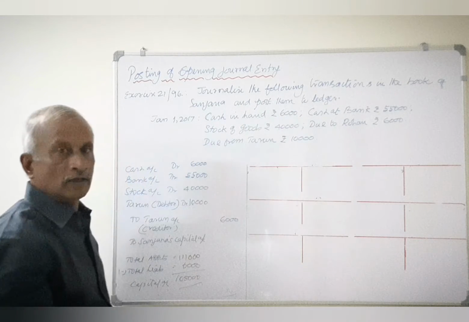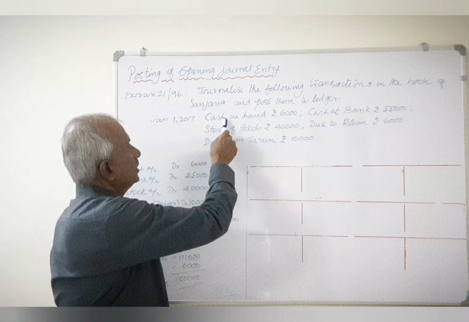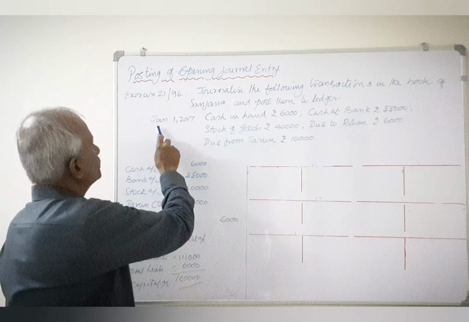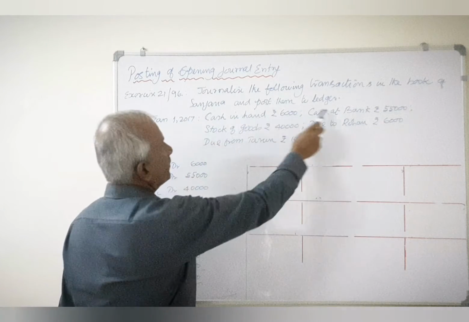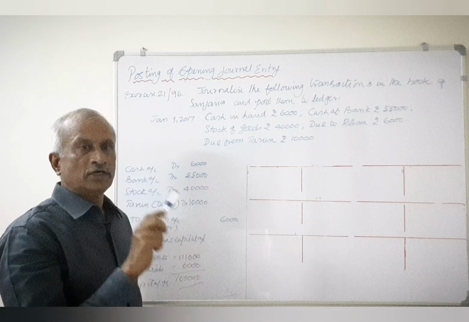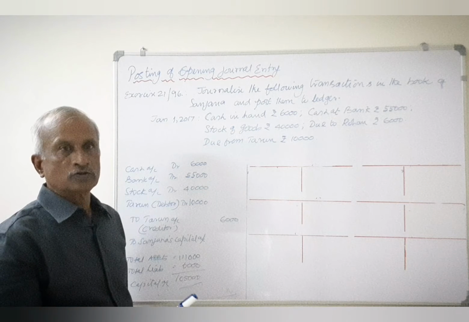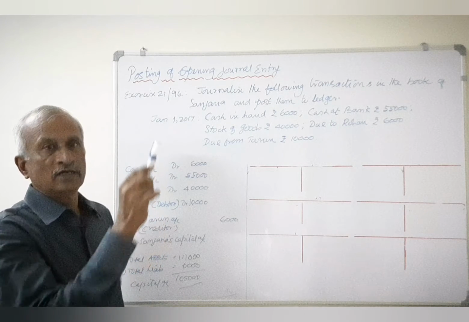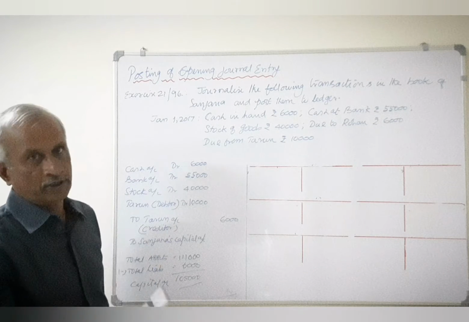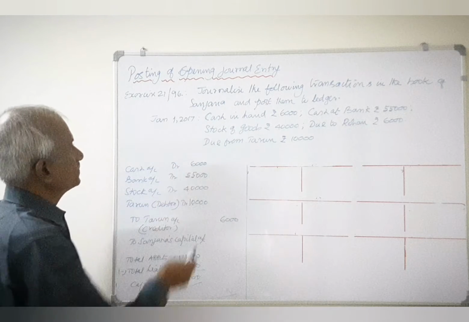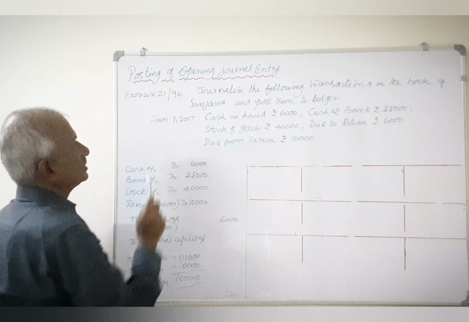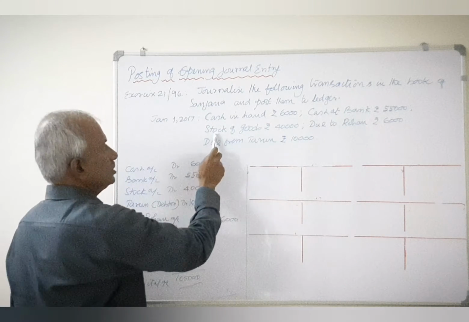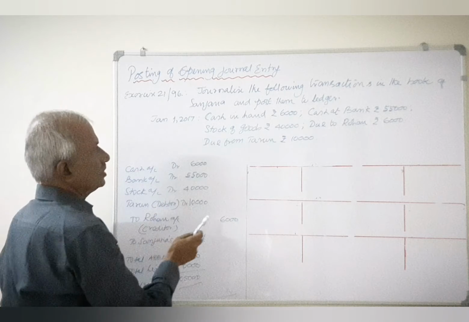I have taken only the accounts required for giving the opening journal entry. So on January 1st, 2017, you are given some assets and liabilities. To bring the last year's ledger balances into the current year's books of accounts, the journal to be passed is: assets debited, liabilities credited, and the difference between the two is taken as capital. So let us take all the assets. Cash in hand is an asset, so cash account debtor 6,000. Cash at bank is an asset, so bank account debtor 55,000. Stock is an asset, so stock account debtor 40,000.